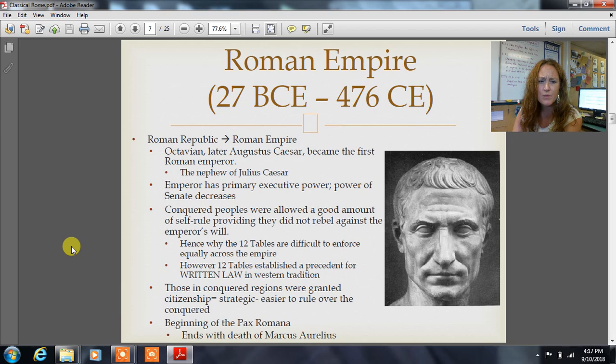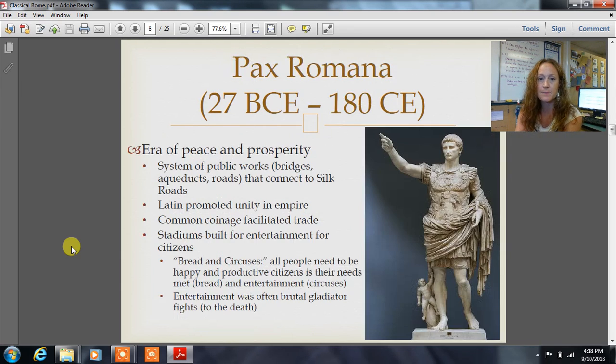Those in conquered regions were granted citizenship. So as I said, this was very strategic. If those that you conquered are now treated as citizens, they're less likely to rebel or feel like they're being mistreated. And this is going to begin the era of what's known as Pax Romana, the Roman peace, and is going to end with the death of Marcus Aurelius.